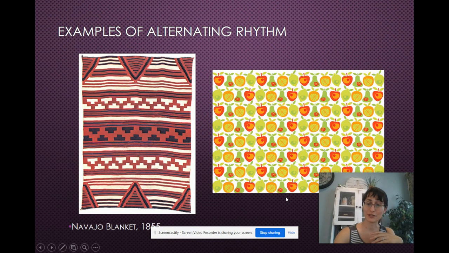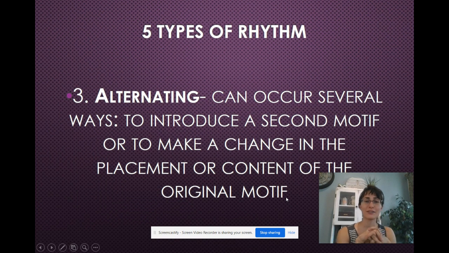Alternating can occur in several different ways. So the first way is you just have a second motif, so a second unit of design that is in the mix. So think like square, circle. The other way to do it is to just literally alter the placement. So maybe you have like 2 circles next to each other with a space, and then you're mixing it up and you're having the equivalent of 2 spaces with 1 circle. You can just play with the space as well.